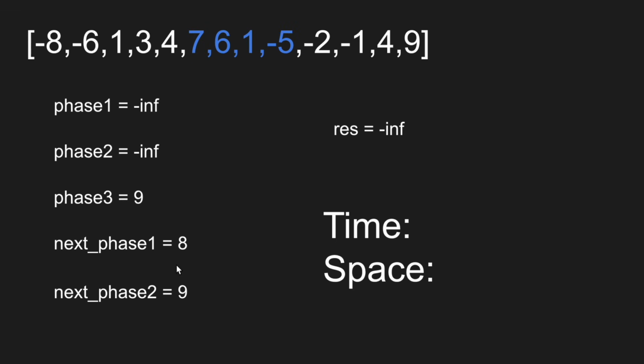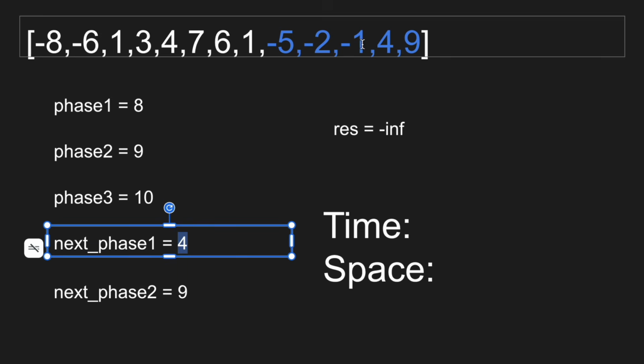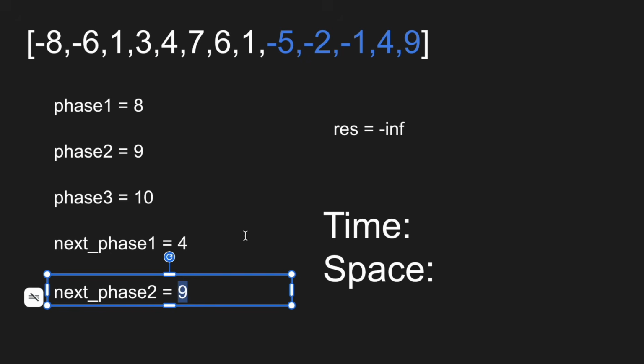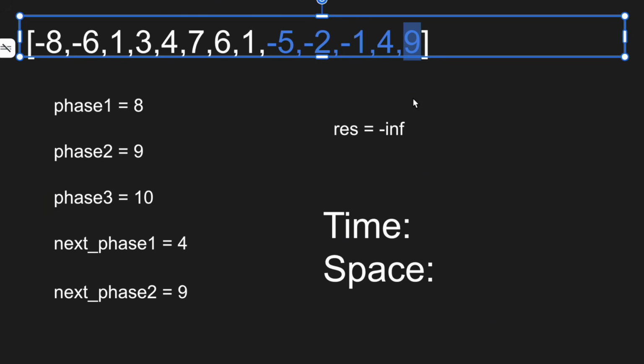Now we will move on to the last phase, and now we will set 8 and 9. We will put it in these 2 places as you will see. And next phase 1 will be 4 because we don't include these 3 numbers because they're negative, and we will include the 4, and this will be counted as the beginning of the decreasing segment in phase 2. And the next phase 2 is 9 because this will be the first number of phase 2.